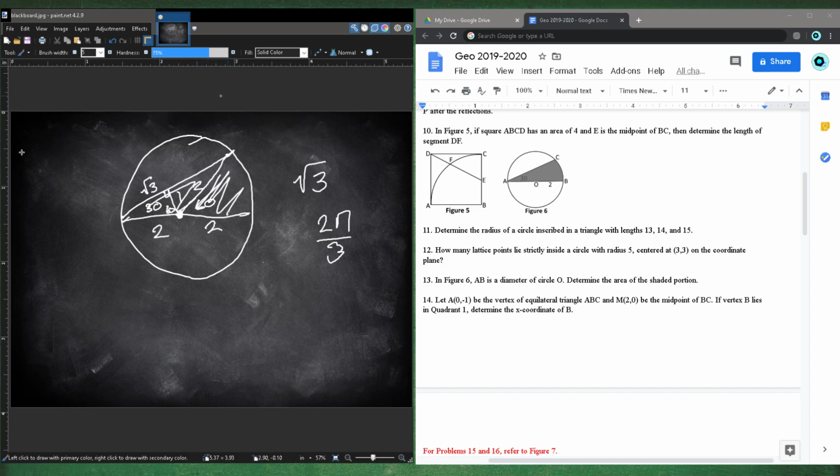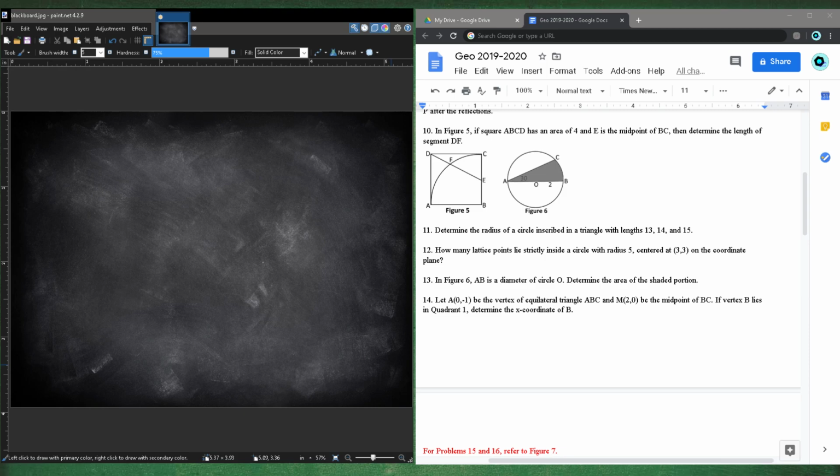So now we just add them both together, right? And that's 2 pi over 3 plus square root 3. And that should be your answer for number, what number was that? Number 13, I believe. Yeah, number 13.